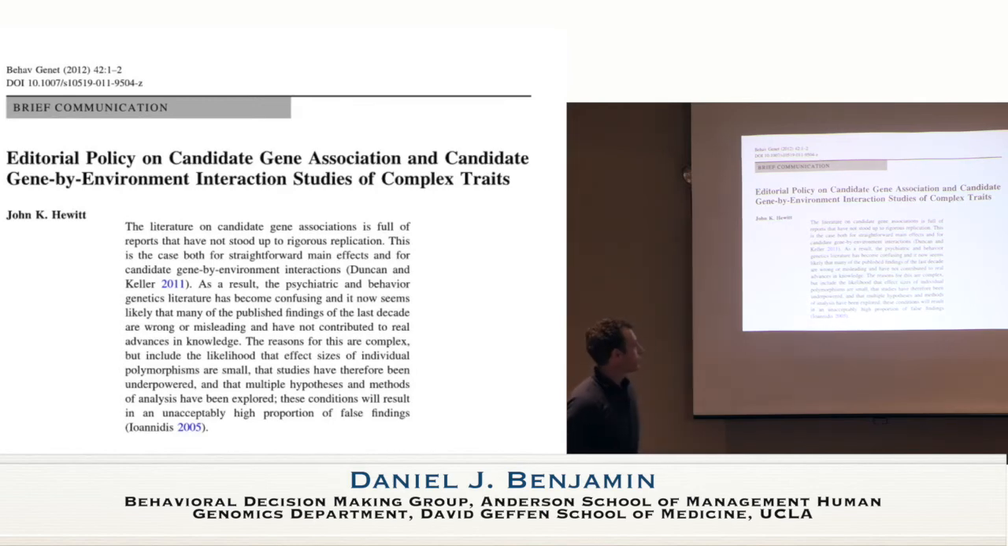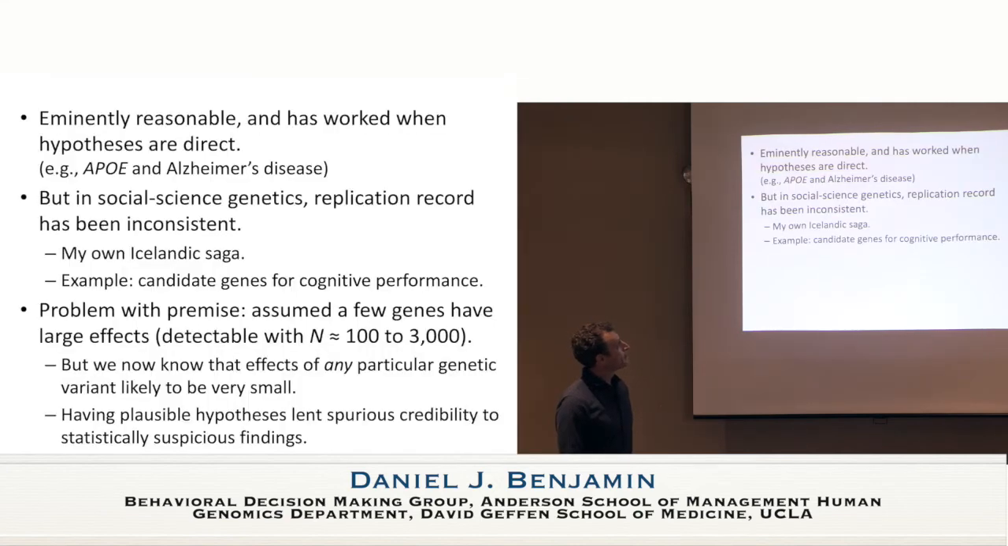A number of other journals quickly followed and adopted the same policy as Behavior Genetics, including Psychological Science, which is a leading psychology journal. Despite this, candidate genes remained the main method for doing research in social science genetics for a number of years, I think partly because there was no real alternative at the time. Okay, so what was the problem?